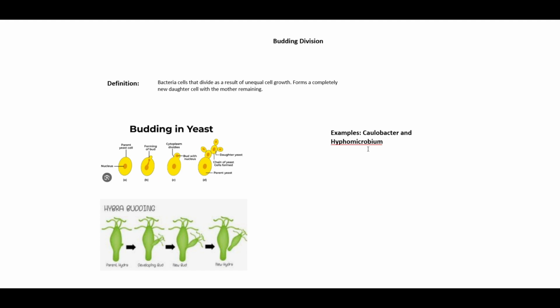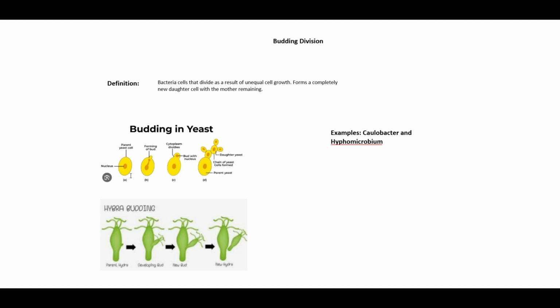Budding division. Now, bacterial cells that divide as a result of unequal cell growth form a completely new daughter cell with the mother remaining. Here we have two examples. We have budding in yeast, and then we have hydra budding.